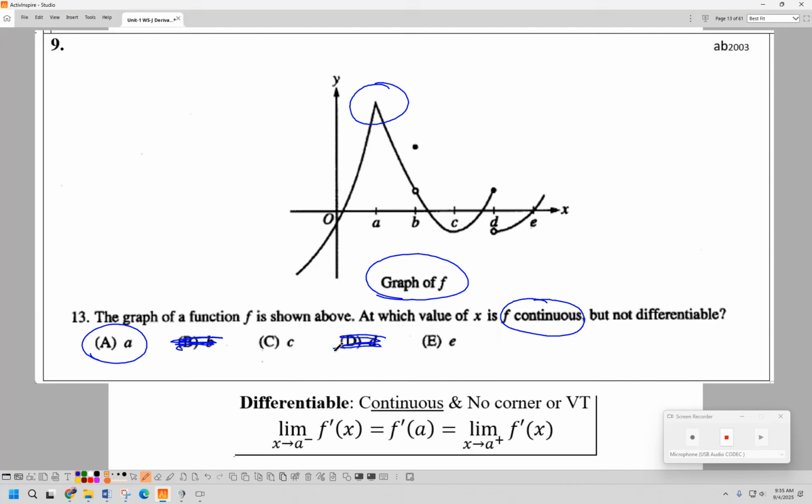Awesome. At x equals c, f is continuous. At x equal e, f is also continuous. So now we can keep reading some more. At one of those three places, f is not differentiable. It says, at which value of x is f continuous but not differentiable?